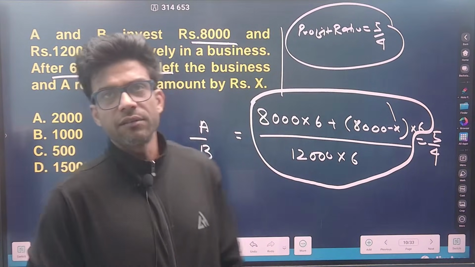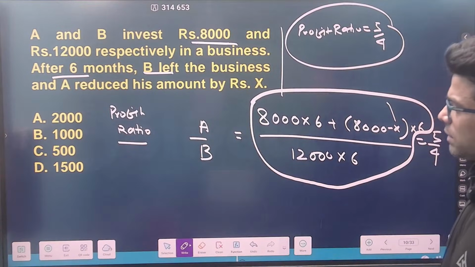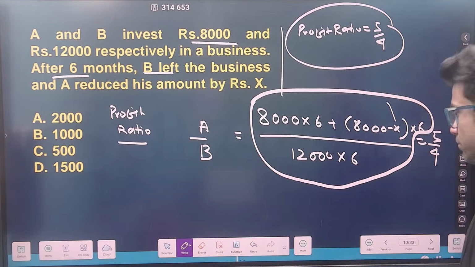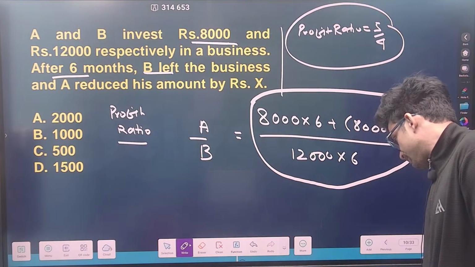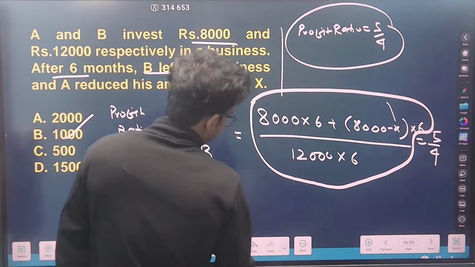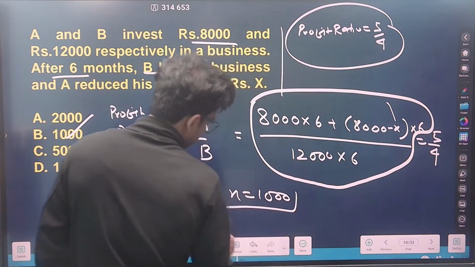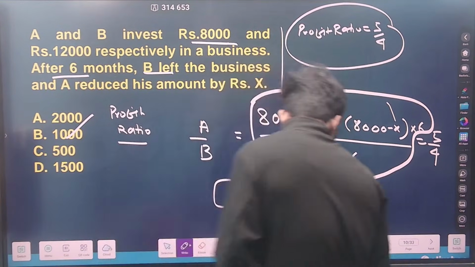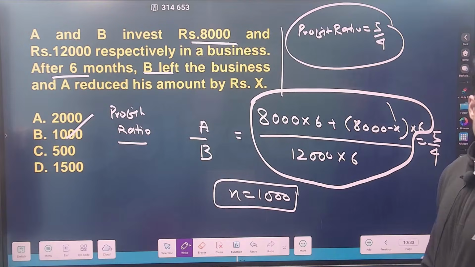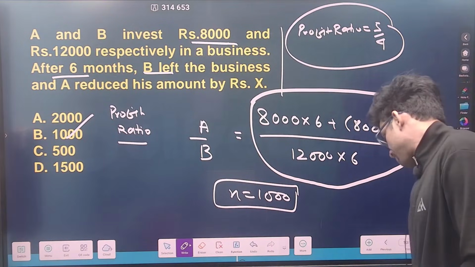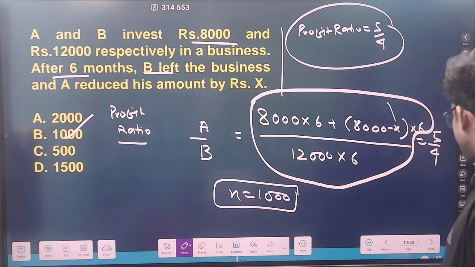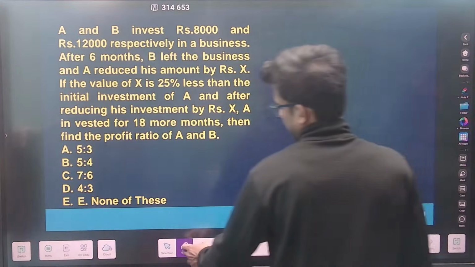What's the answer? Is the answer coming from the options? Anybody? 2000, 1000, 500, 1500. Coming from the options? That's great. The value of X is basically 1000. Fine, good. Everyone got this? Great. Try this.